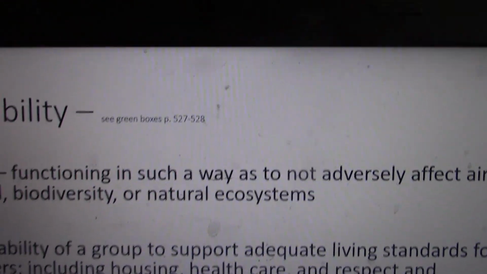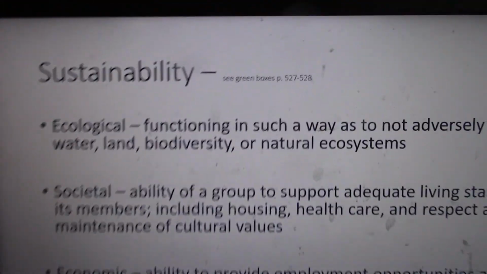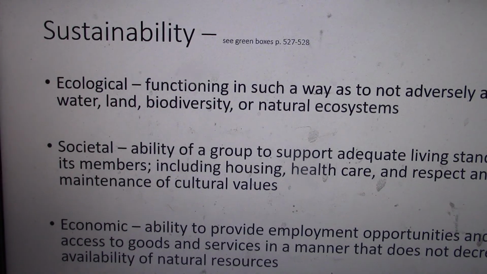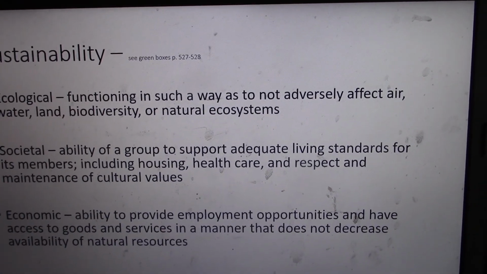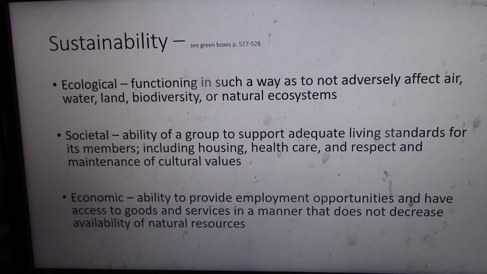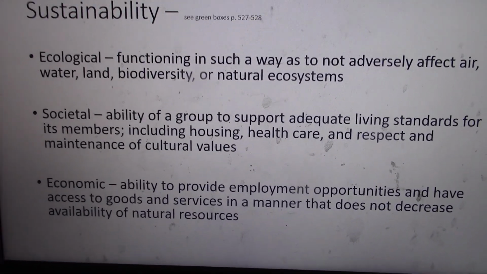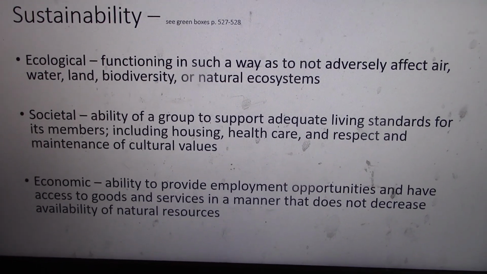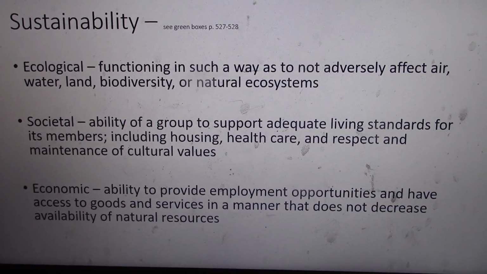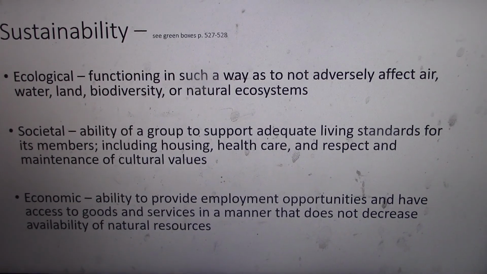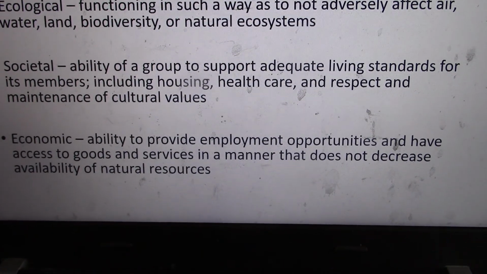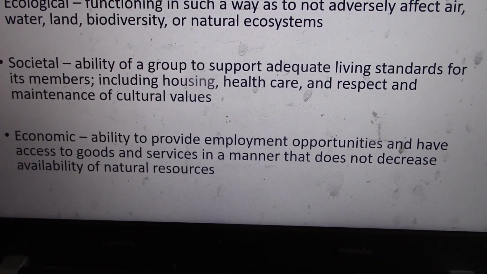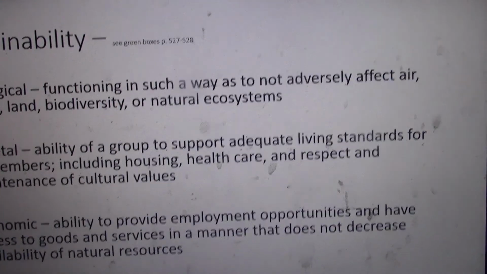Right. So this helps you figure this out on pages 527, 528. But I've summarized that on this slide as well. So ecological sustainability means functioning in a way as to not adversely affect air, water, land, biodiversity, or natural ecosystems. Societal sustainability is the ability of a group to support adequate living standards for its members. And you can see housing, healthcare, respect, and maintenance of cultural values. Economic sustainability is the ability to provide employment opportunities and have access to goods and services in a manner that does not decrease availability of natural resources.